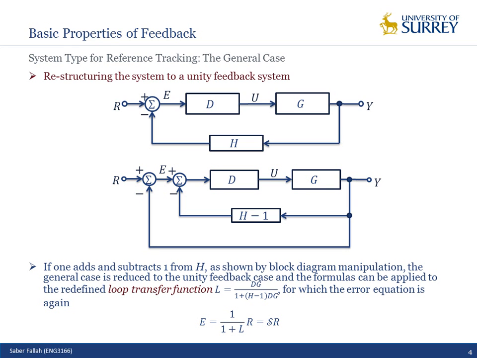Just consider the inner loop transfer function or block diagram. I have a control transfer function D, system transfer function G, and H minus 1 here. I'm just considering the inner loop closed loop system. In this case, the transfer function will be DG over 1 plus DG H minus 1.